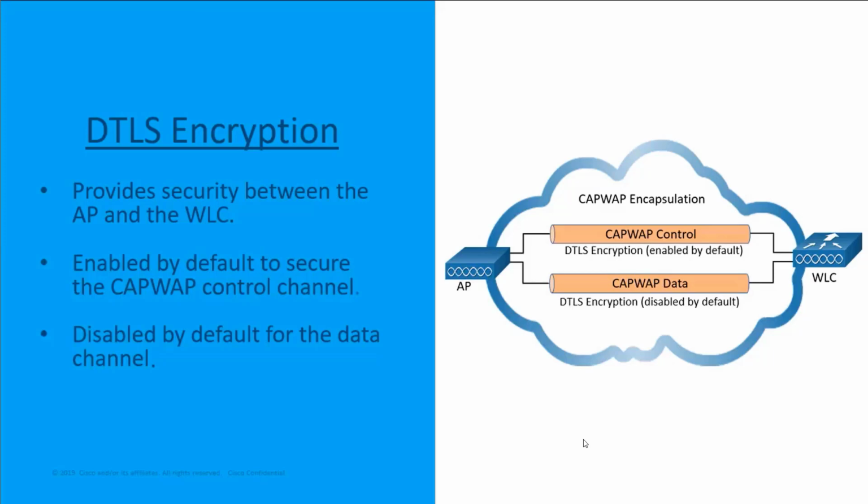What that means is all CAPWAP management and control traffic exchanged between the access point and the wireless LAN controller is encrypted, and it's secured by default. However, data from the clients moving between an access point and the wireless LAN controller is not encrypted by default. CAPWAP data encryption is optional, and it would be enabled per access point. It requires a DTLS license to be installed on the wireless LAN controller prior to being enabled on an access point.